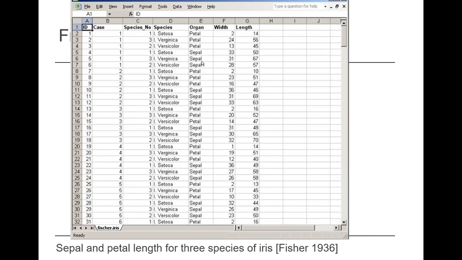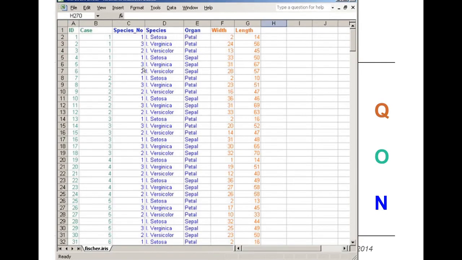So the database, the data collection, is mixed together because sepal and petal are treated as if they're separate data cases here. So the way in which this can be treated is that the width and length can be treated as quantitative data. The ID and the case number, although they look like numbers, can be treated as ordinal data. And the species number and species name, as well as the organ name, can be treated as nominal data.